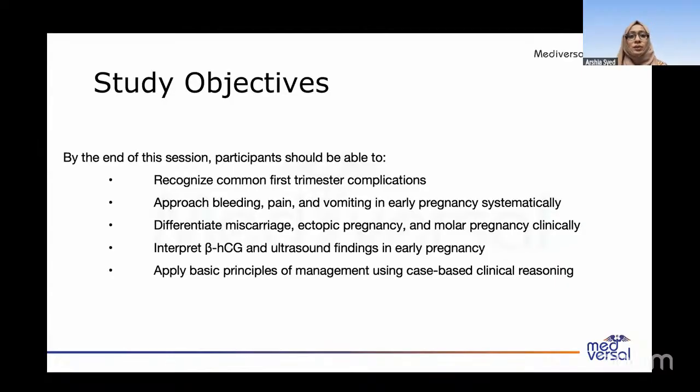Okay. So the session mainly covers the first trimester complications, approach to bleeding, pain, and vomiting in early pregnancy, how to differentiate various types of miscarriages or abortions, ectopic pregnancy, and molar pregnancy, how to interpret the beta HCG report and ultrasound findings in early pregnancy, and how to apply these basic principles of management in case-based scenarios.